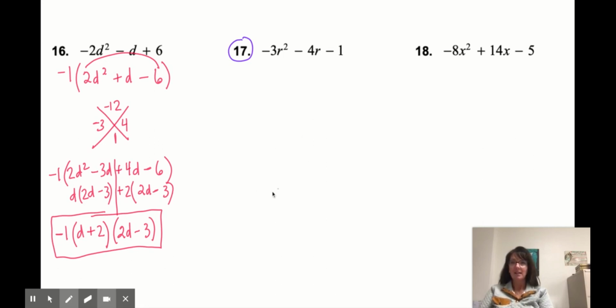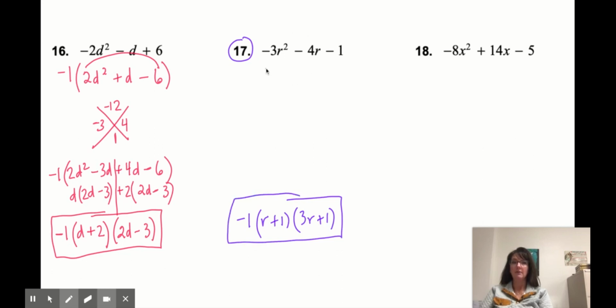All right, I'm just going to give you the final answer for number 17. Now that you've worked it out, you can check your work. You should have gotten negative 1 times, and the order of the factors will not matter, R plus 1 and 3R plus 1. So this was number 17. Then you would have factored out the negative 1 to begin with.